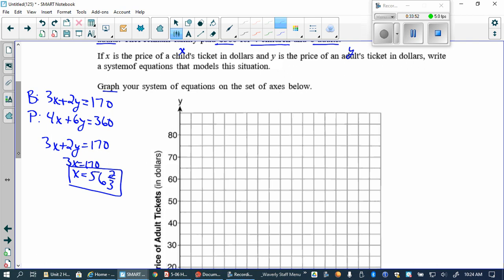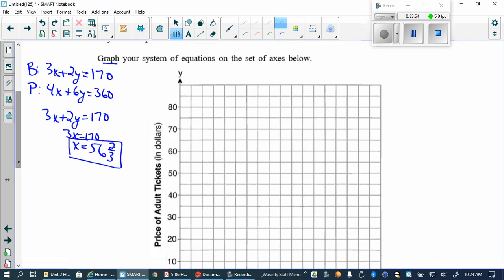Okay. Let's try the y-intercept. I put a 0 in for x. What's left? 2y equals 170. What does y equal? 85. Let's graph this line and use your straight edge.